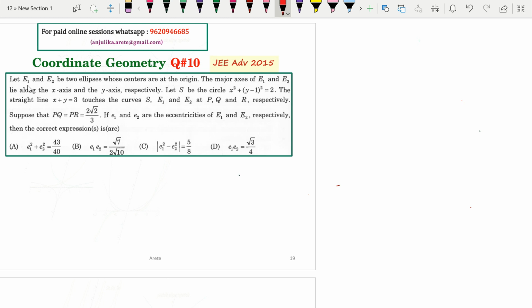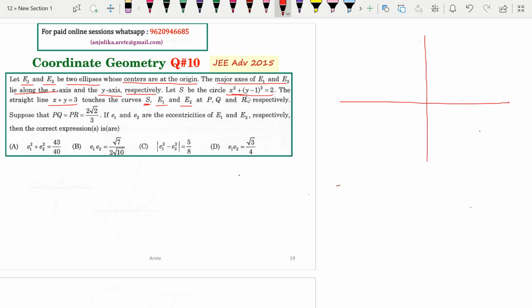Let's see this question. It says E1 and E2 are two ellipses whose centers are at the origin, and the major axes of E1 and E2 lie along the x-axis and y-axis respectively. We cannot do anything because we don't know anything about the ellipses, so we have to read more. Let S be the circle given. Okay, we know that. The straight line given touches the curves, the circle and the ellipses, at P, Q, R respectively. Now we have enough information and we can start drawing what they are telling us.